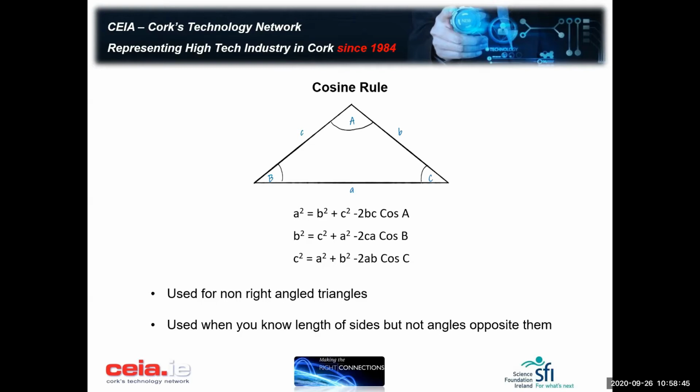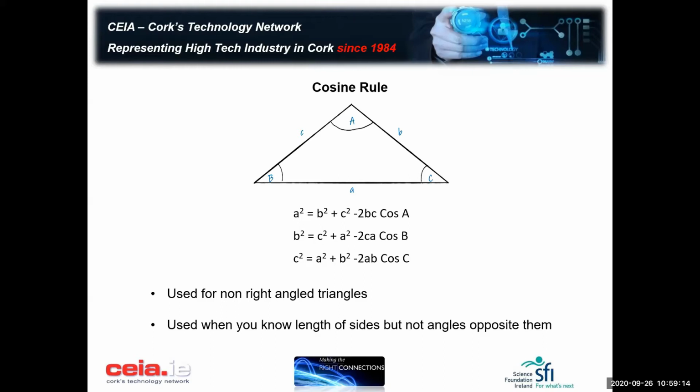So one way to remember this, when you look at the three versions, is that the angle will be the one associated with the left-hand side of the equation, if you like. So in the case of a squared, we're looking at cos A, and the other two sides are on the right-hand side, and the minus 2bc is one multiplied by the other. So that is a way to remember it.